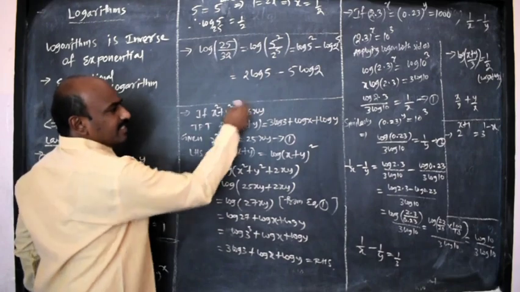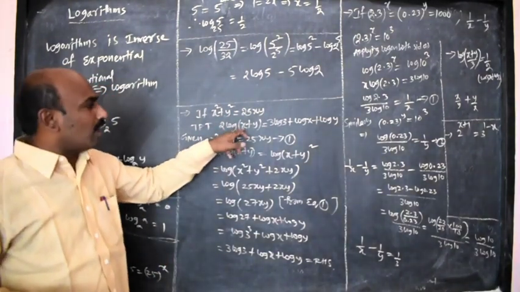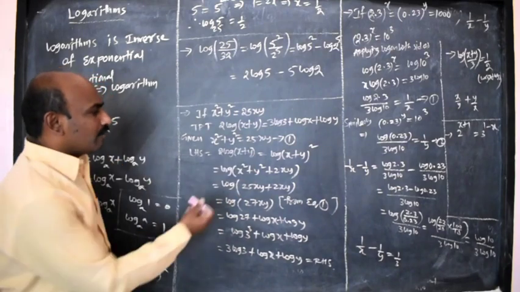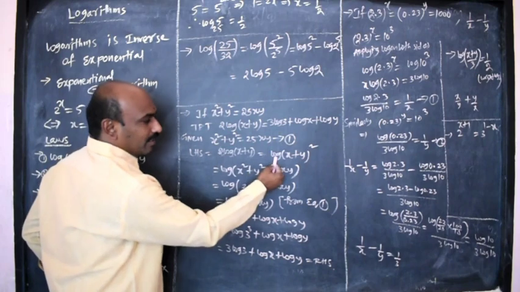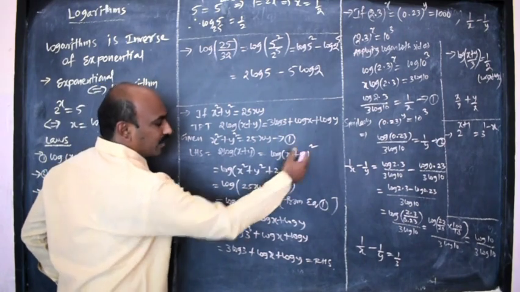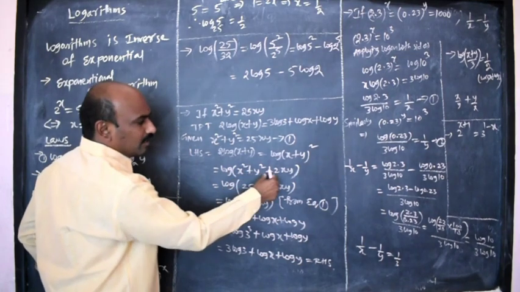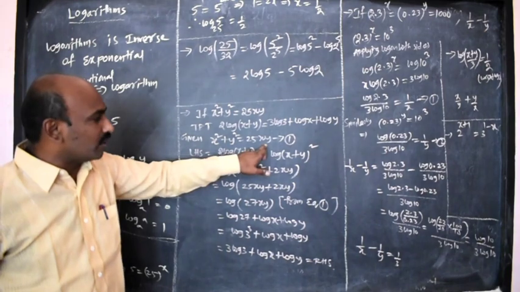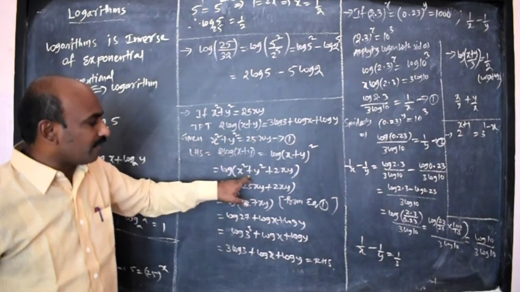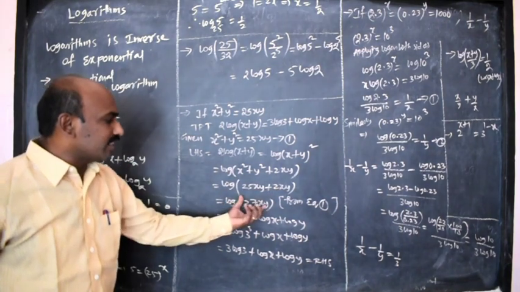Given this condition, we take it as equation 1, and take the LHS part. 2 log of x plus y, here we can apply the third law. Whenever n into log x, we can write it as a power. Here we can write log of x plus y whole square. Here again we can expand a plus b whole square as x square plus y square plus 2xy. This x square plus y square is already given in equation 1 as 25xy. Replace it here: instead of x square plus y square we can write 25xy plus 2xy, log 27xy.